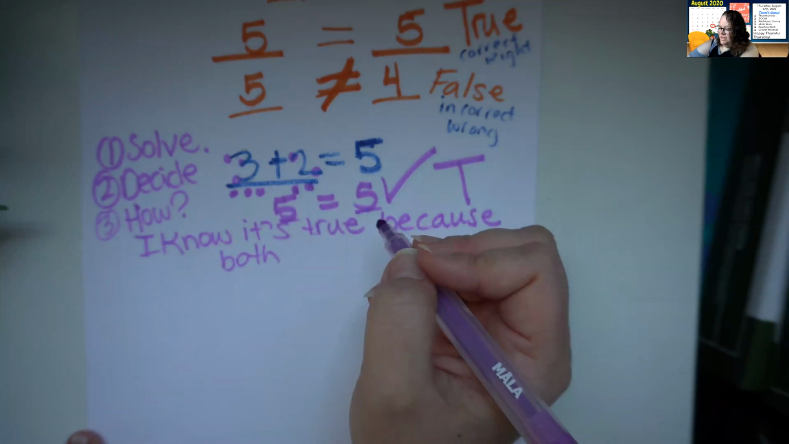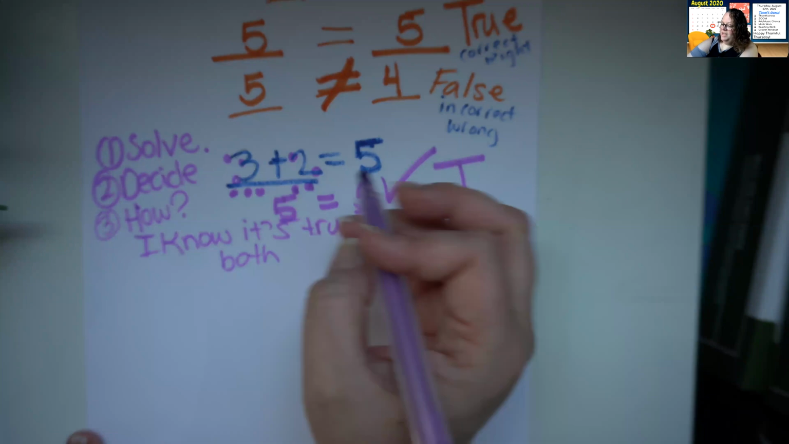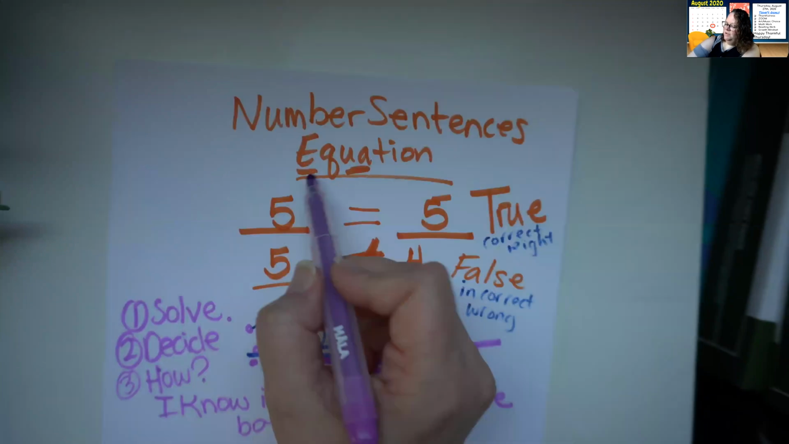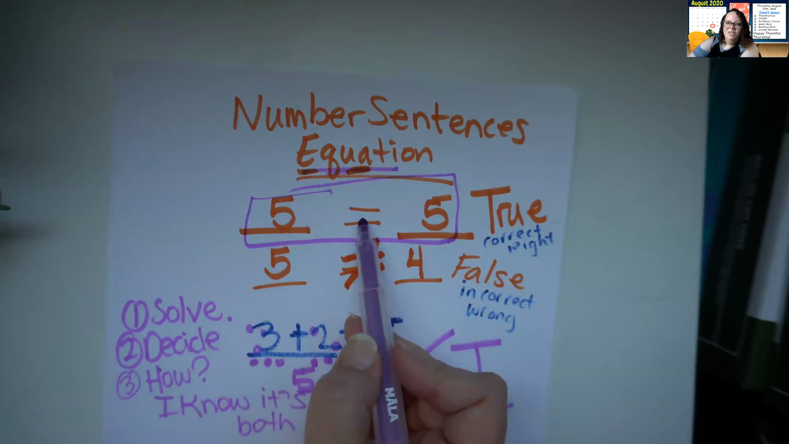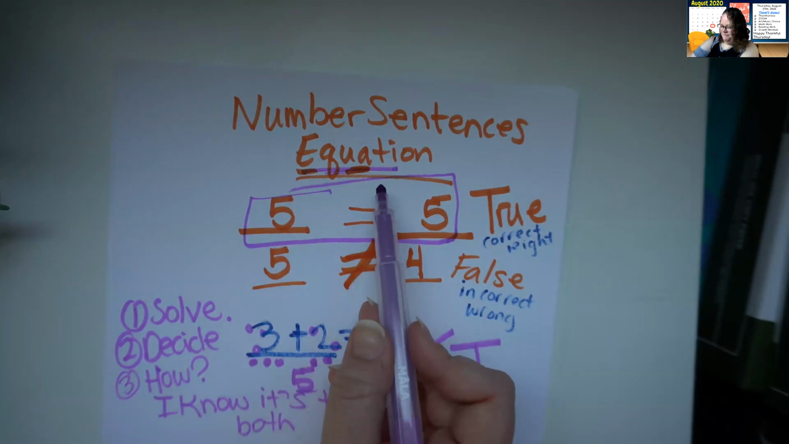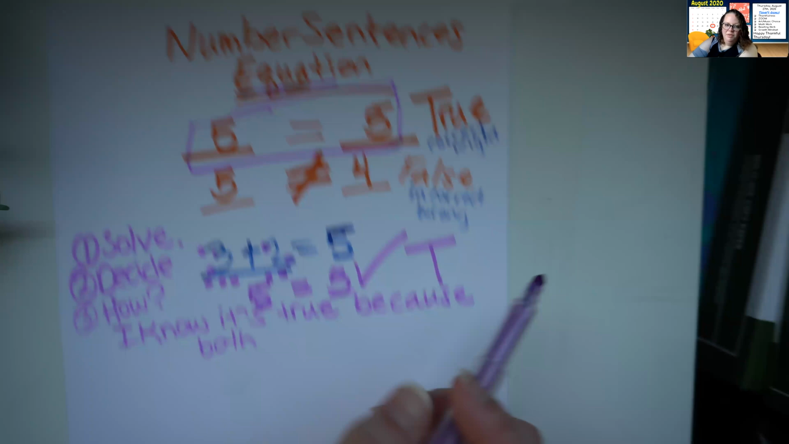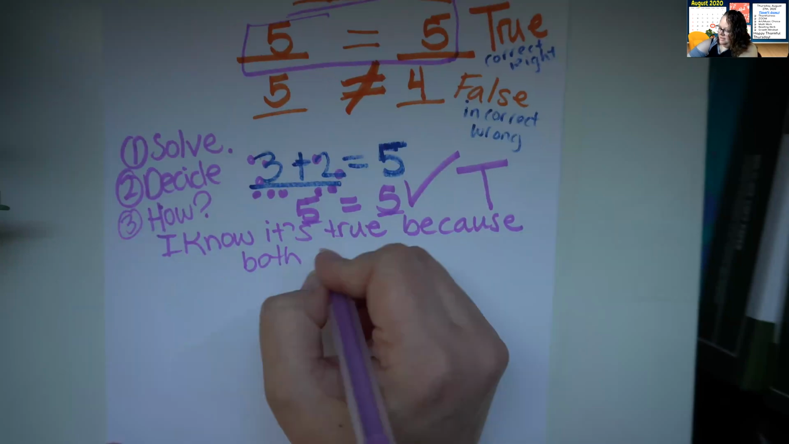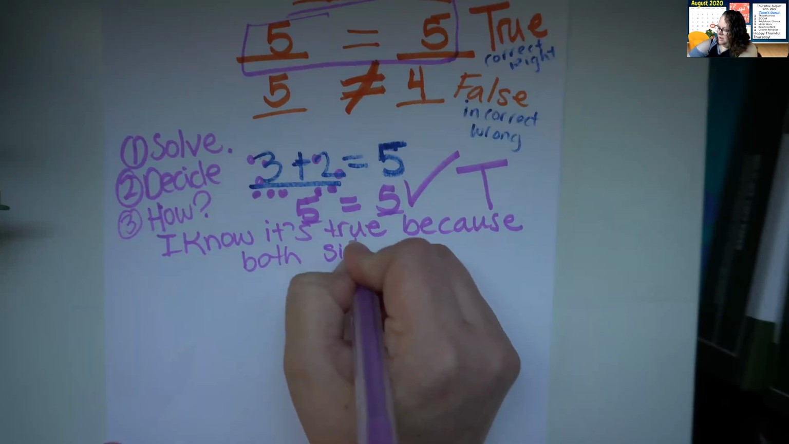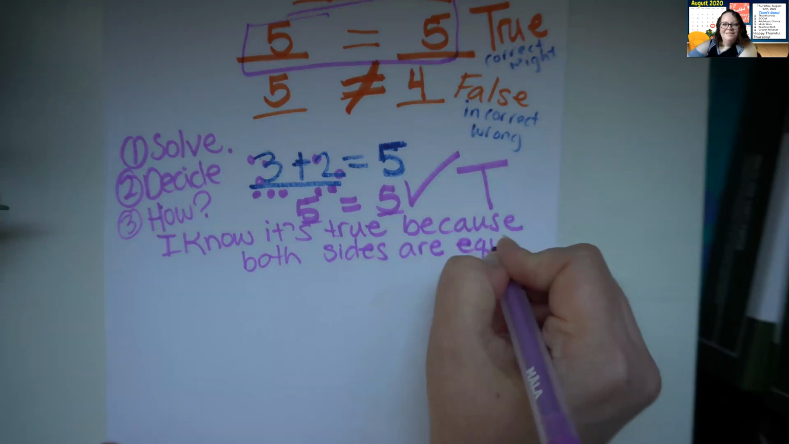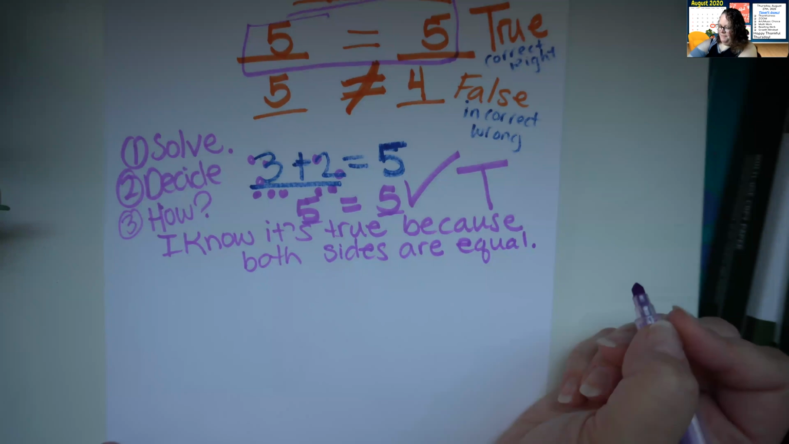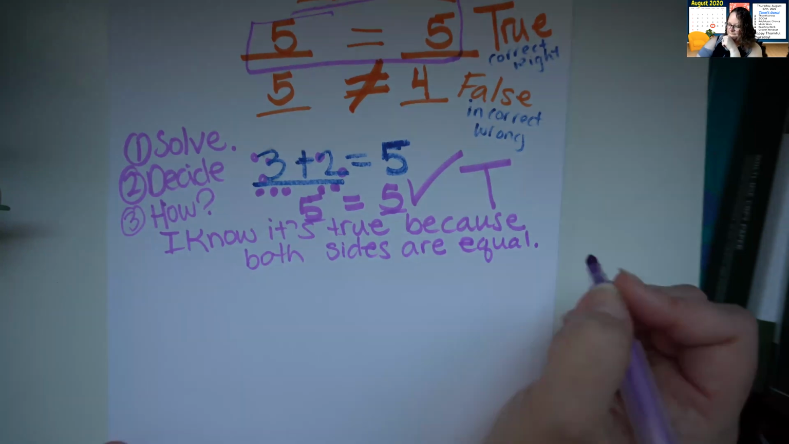Both sides equal, just like we said. In an equation, for an equation to be true, both sides have to be equal or the same. I know it's true because both sides are equal. Yeah, okay, let's do another.